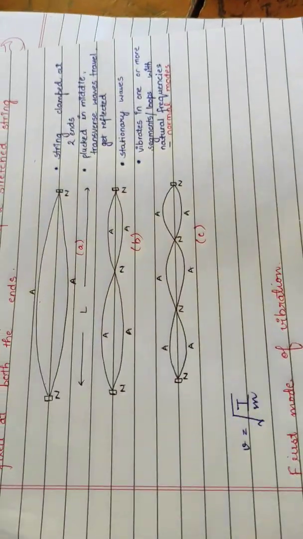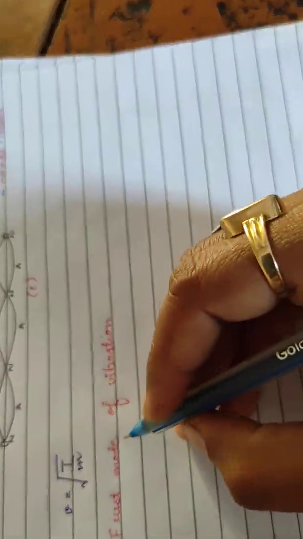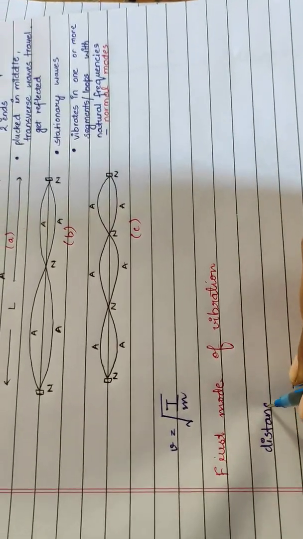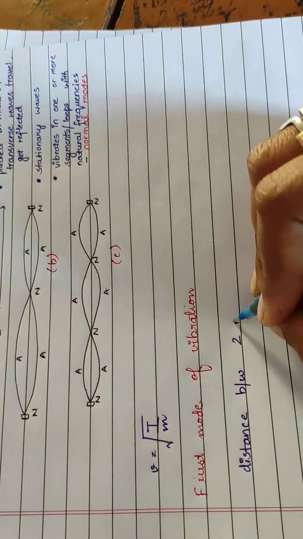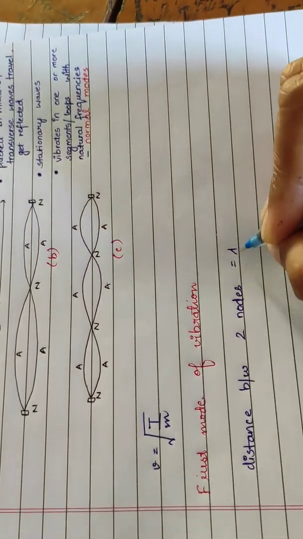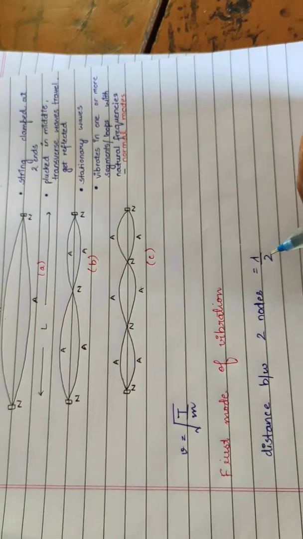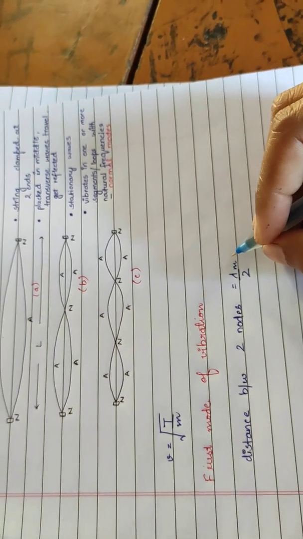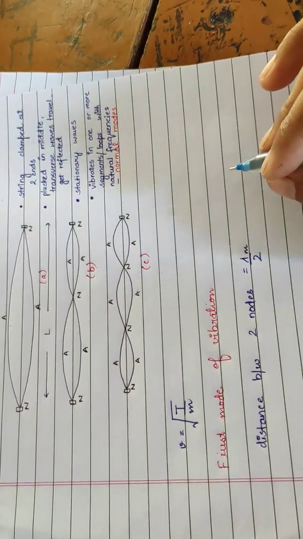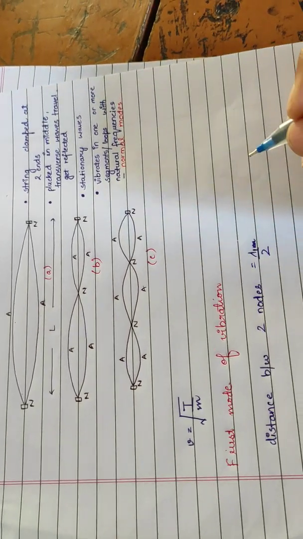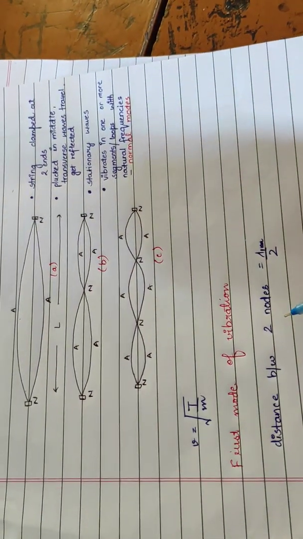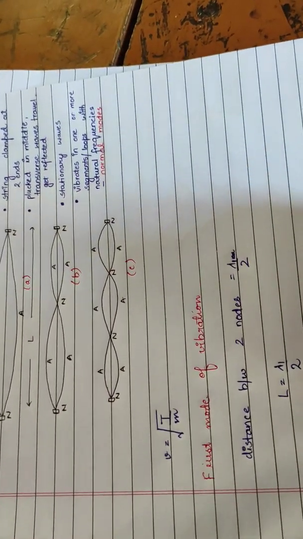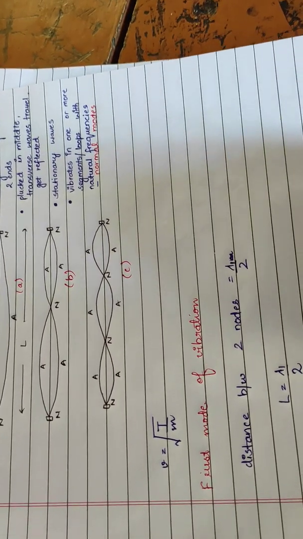Fine. Now what can we write about the length of this string? We know that the distance between two nodes or antinodes is always equal to lambda by 2. We have already studied this. Let us consider this as lambda 1. So the distance between two nodes is lambda 1 by 2. So L will be equal to lambda 1 by 2, or we can say that lambda 1 is equal to 2L.